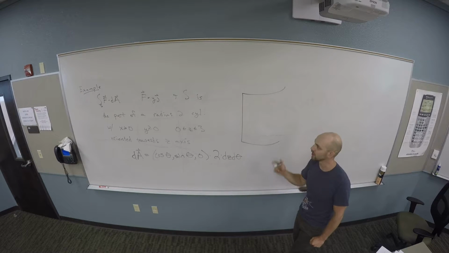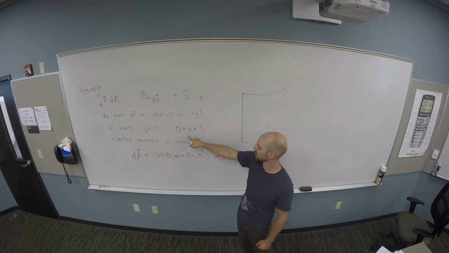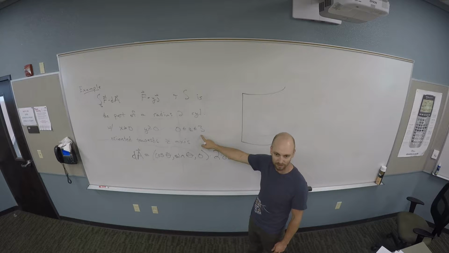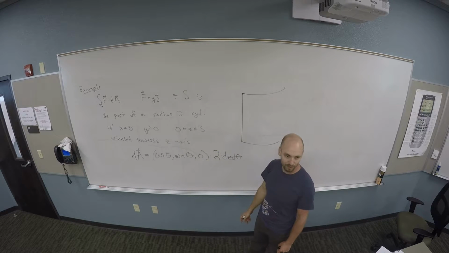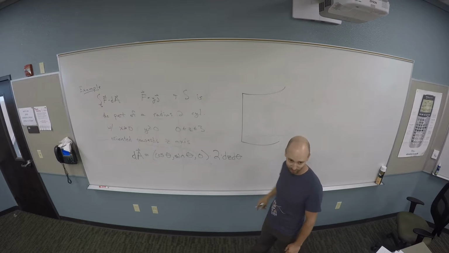And we don't have to adjust this one, right? Because this is a radius 2 cylinder that seems to be around the z-axis, right? I guess they didn't tell me that, but they probably should have. I should have told you that.